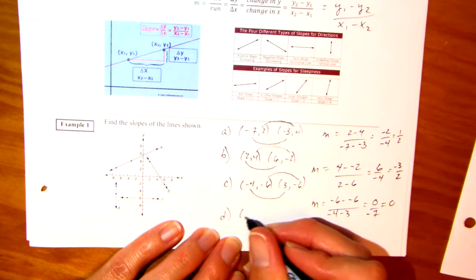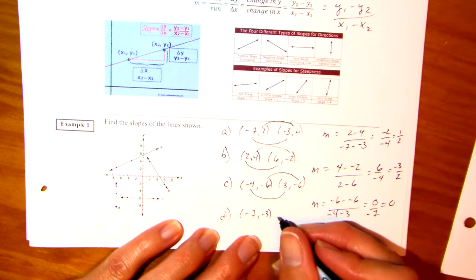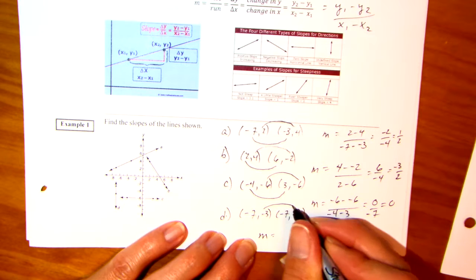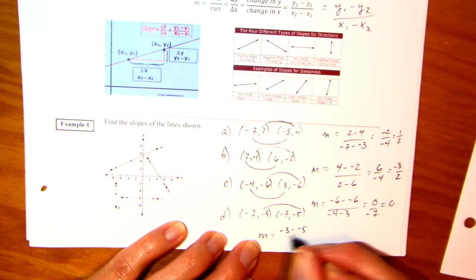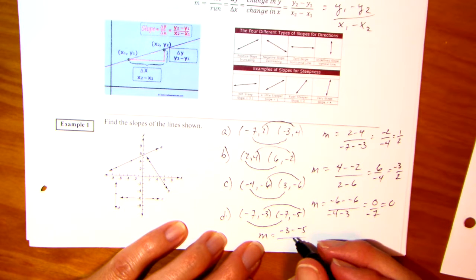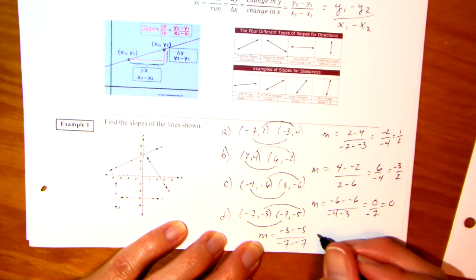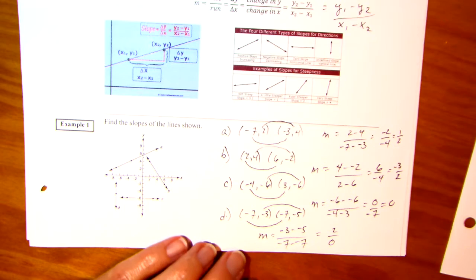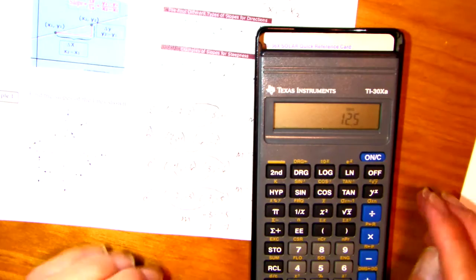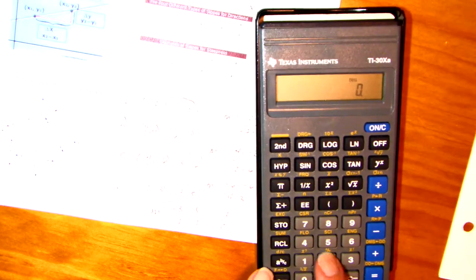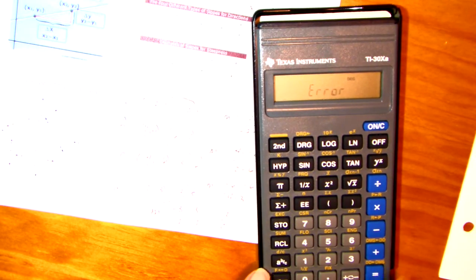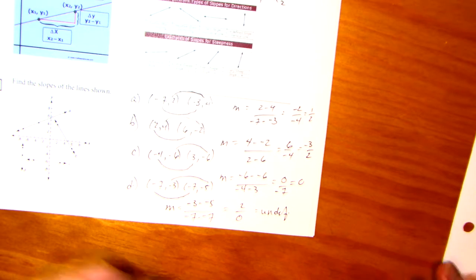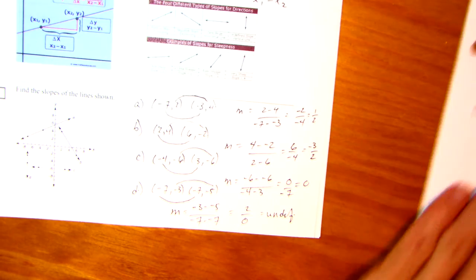The 2 points appear to look like -7, -3 and -7, -5. Change of y, -3 minus a -5 over -7 minus a -7. So this is going to equal 2 over 0. You cannot divide by 0. If you are confused, always grab a calculator and take 2 divided by 0 and see what happens. Okay, so it's undefined. So far, so good? Alright, let's go to the next page.